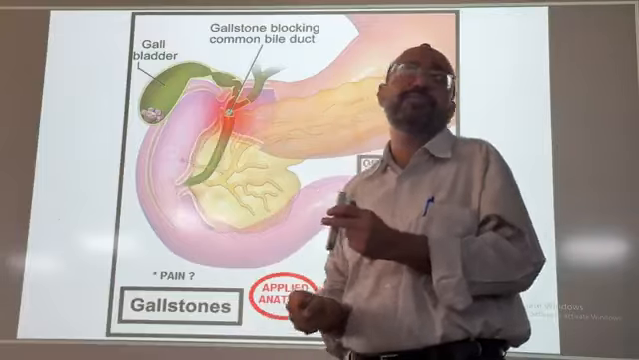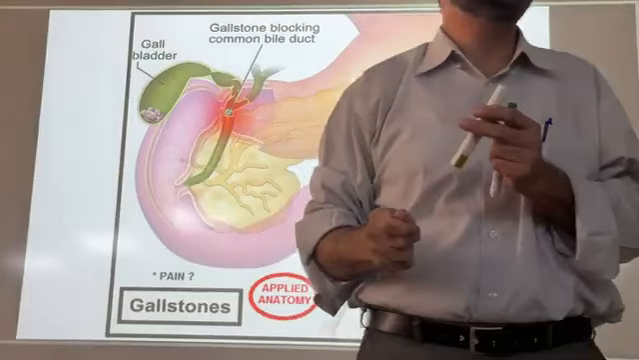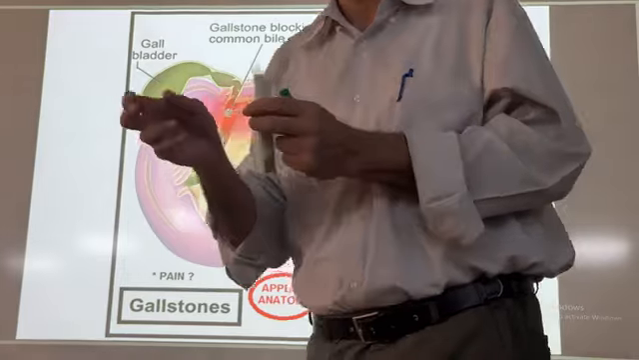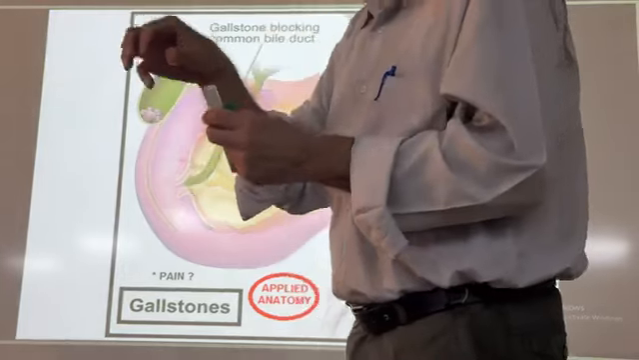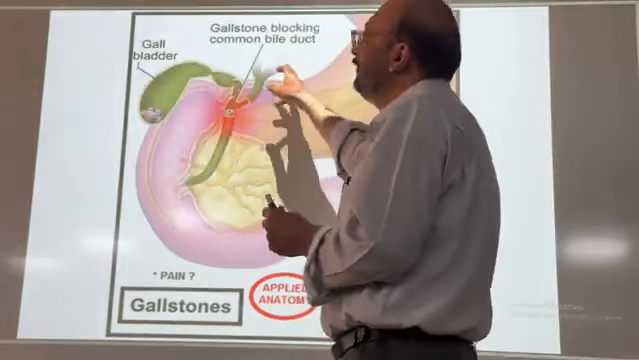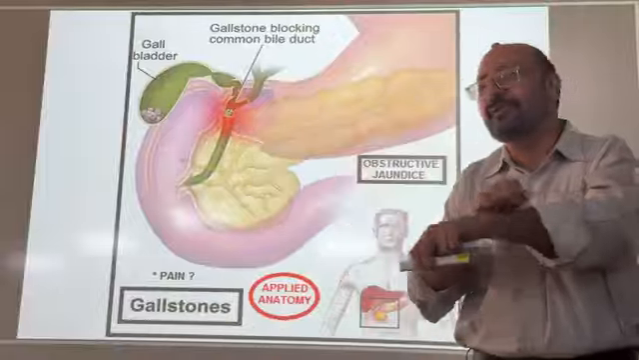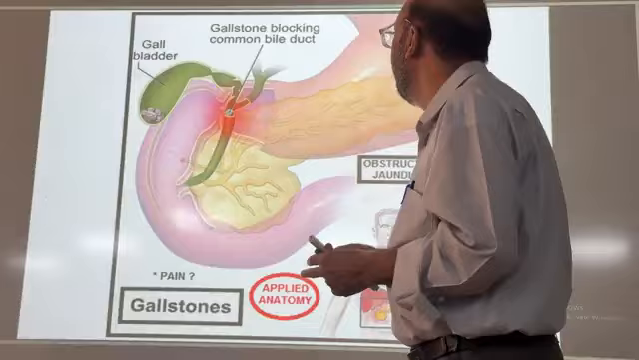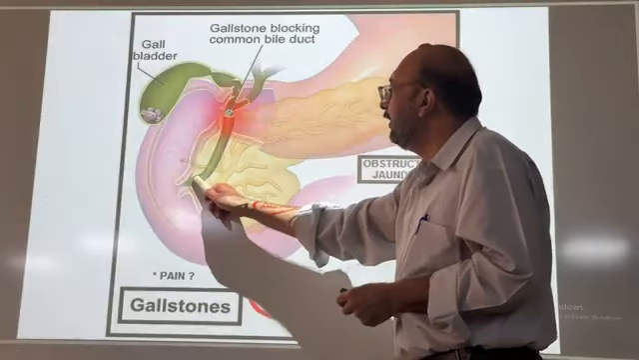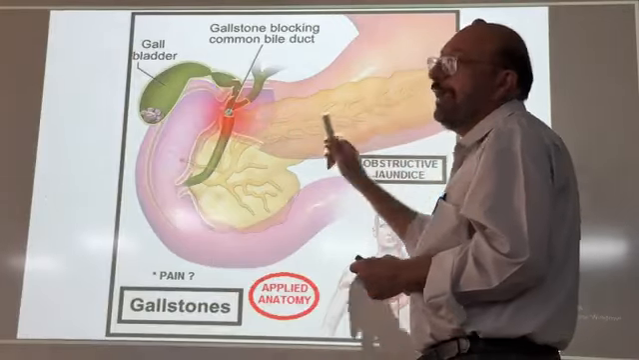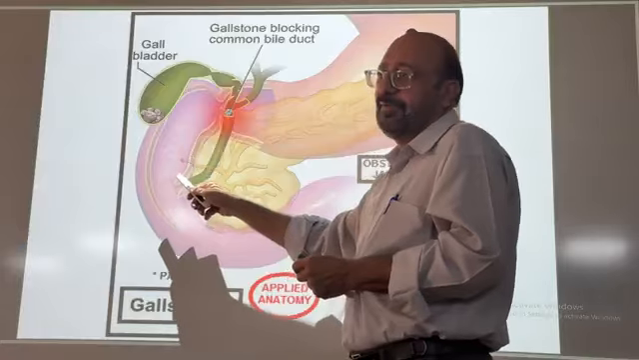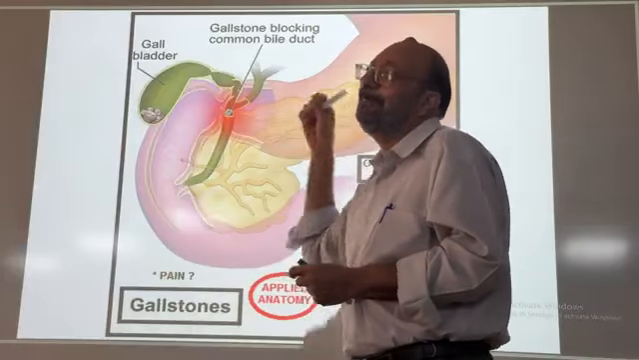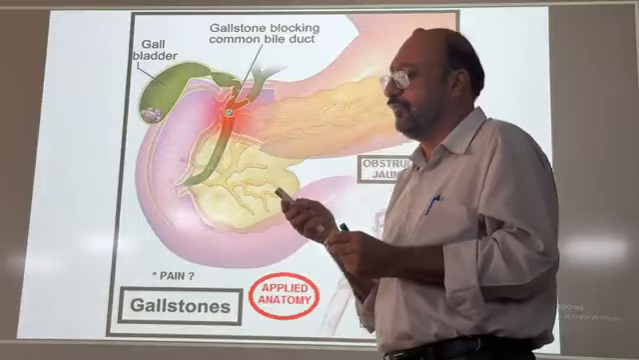And this is one of the objectives of one of my PBL groups today: how this will reach the skin to cause the scratch marks in your PBL. So let's wait and see. Here, before it terminates, again, the sphincter of Oddi is a possible place for obstruction or impaction of the stone. So these are the possible areas.